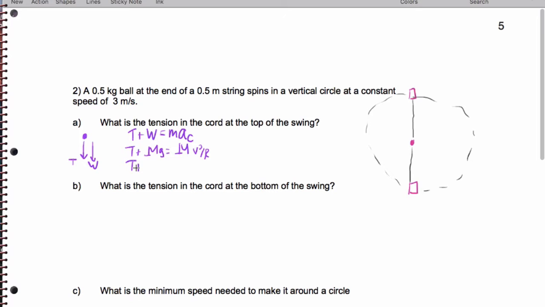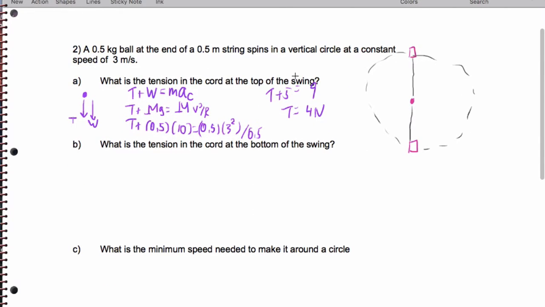So I have the tension, and I'm just going to keep plugging in my numbers. So 0.5 is the mass. G we'll take as 10. We got 0.5 here. And then we have v squared, which is 3 squared, divided by the radius, which is 0.5. And so we get the tension plus 5 equals 9 when we do our math. So at the top of the swing, the tension ends up being 4 newtons.